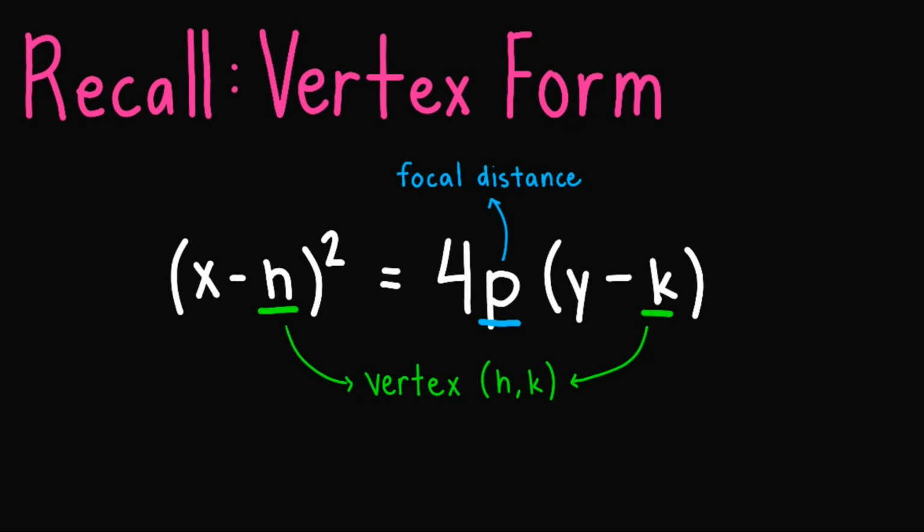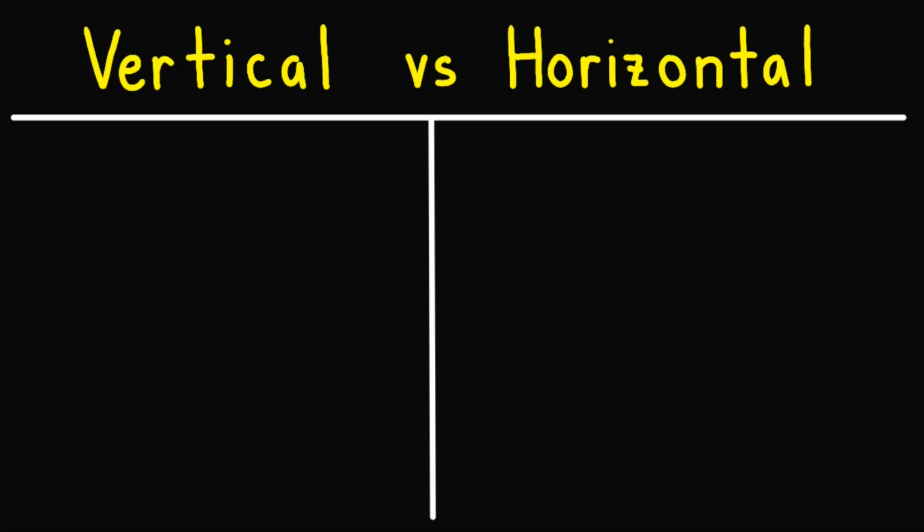How about if the parabola is oriented horizontally? Or that is, the parabola is of this form. What is its equation? Well, let's find out what it is in this video, starting with a table comparing vertical and horizontal parabolas.